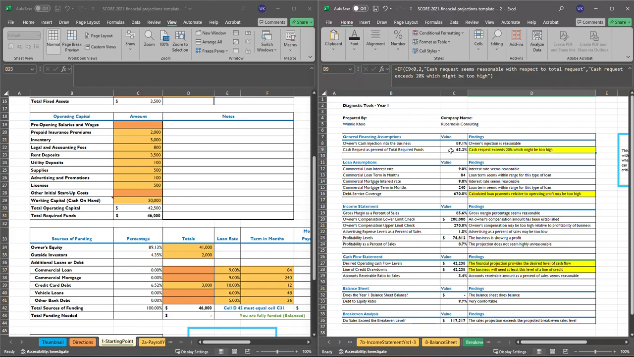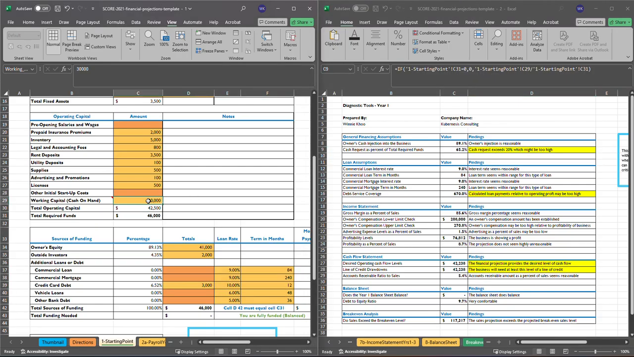So I'm at 65, and that's from basically this percentage of the total required funding. It's more than 20%. I don't see an issue with having more working capital or cash on hand just to start up the business. That way I don't have to take on that much debt. But let's just play with them a little bit.